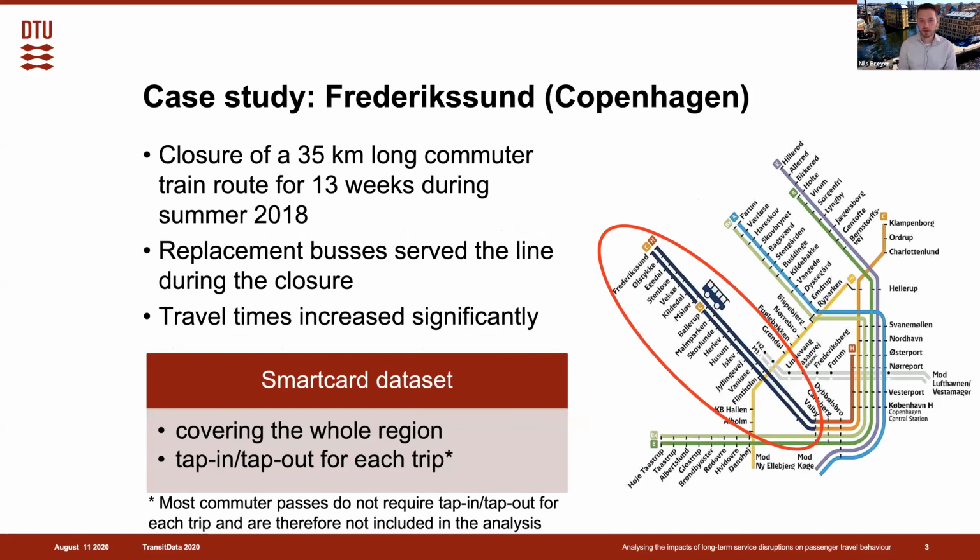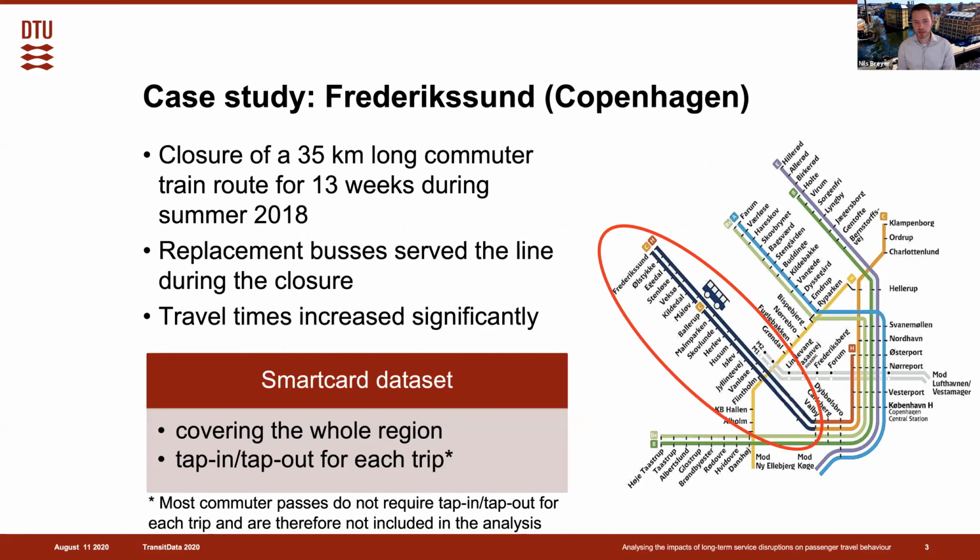So the case we have been looking at is a 35-kilometer long commuter train line in the Copenhagen area. And this route has been closed for about 13 weeks in the summer of 2018. And at that time, it has been replaced by buses, which of course took longer travel time for the passengers.